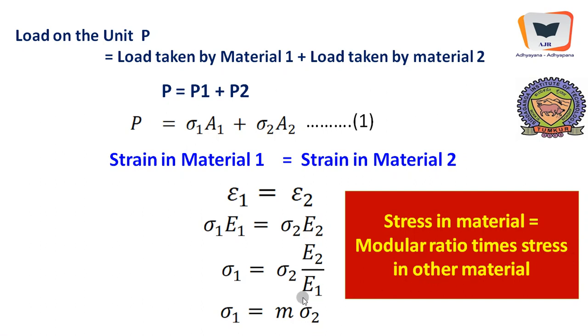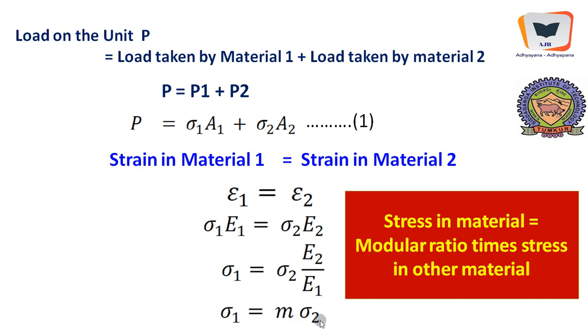So with this modular ratio, the properties of both the materials are put to use. For example, steel has 200 GPa and some other material has 100 GPa. The stress in steel will become modular ratio times stress in the other material. Here the modular ratio happens to be, let us say, if this is 200 and this is 100, 2.